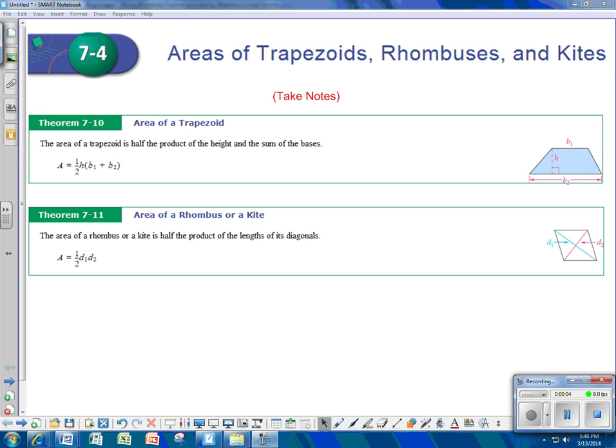All right. Welcome to Unit 7-4, Areas of Trapezoids, Rhombuses, and Kites. Please write the following theorems down, Theorem 7-10 and Theorem 7-11. If you need to stop the video to write these down, please do so now.